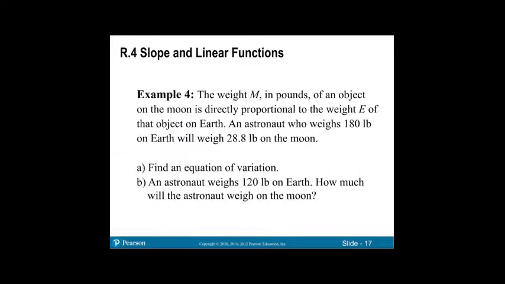So in this example, it says the weight m in pounds of an object on the moon is directly proportional to the weight e of that object on Earth, right? So directly proportional, or y varies directly as x, means we can express one as a multiple of the other.